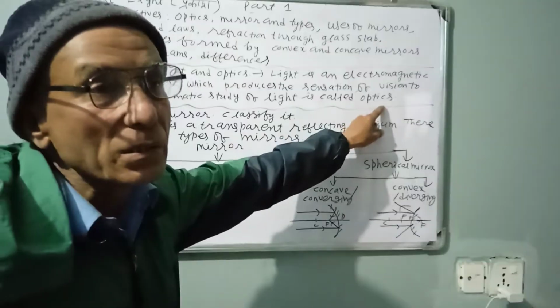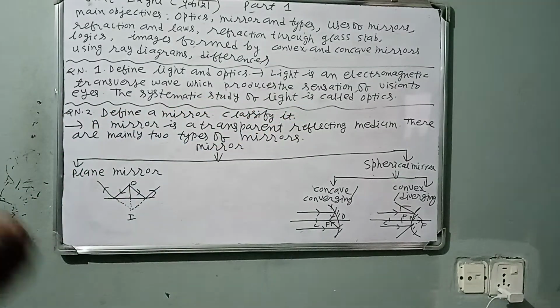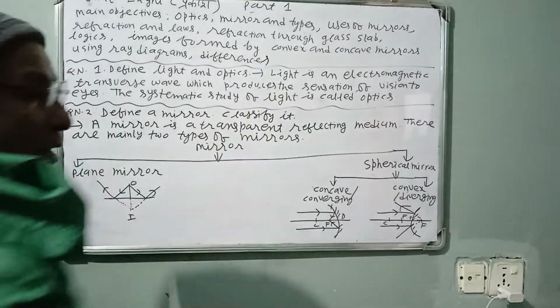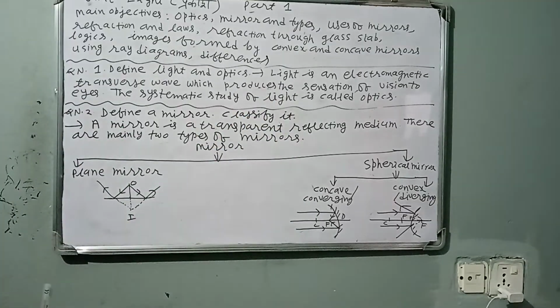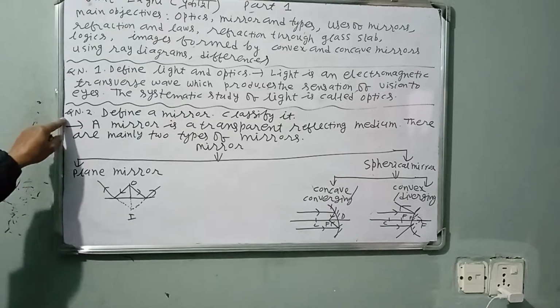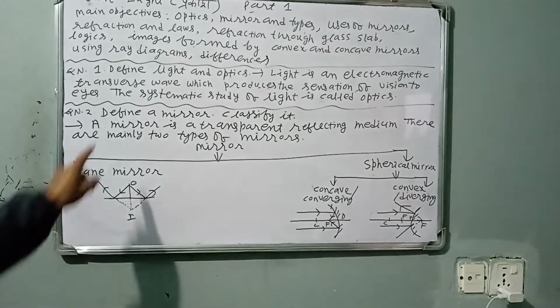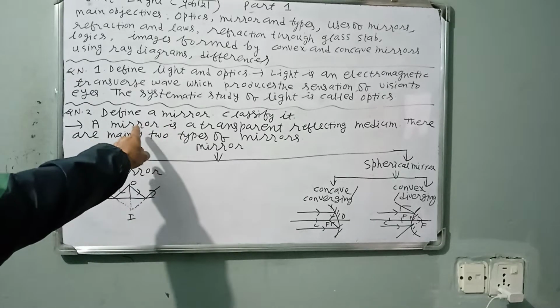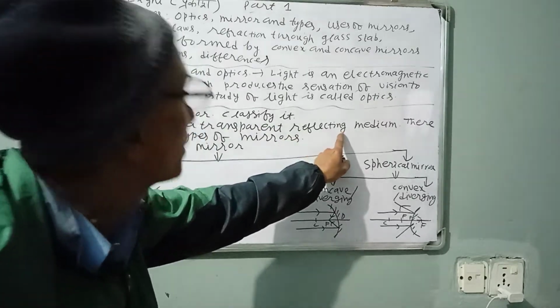What is optics? Optics is the systematic study of light, behavior of light, what properties are shown by light, what type of light is this, and what are the uses, etc. Question number 2. Define a mirror, classify it. A mirror, in Nepali we say oina. A mirror is a transparent, reflecting medium.